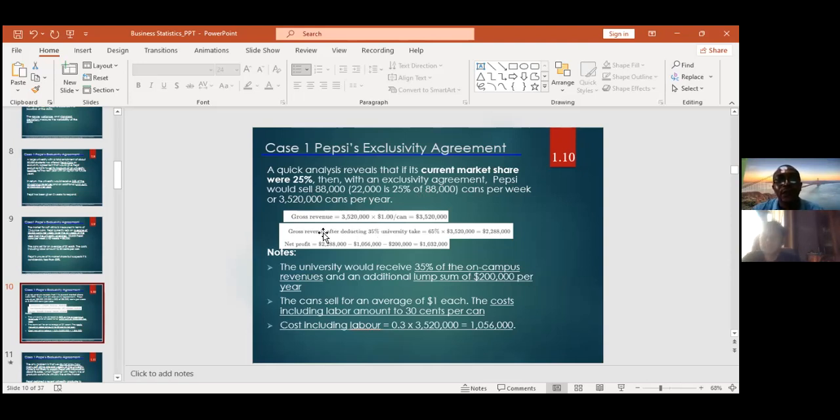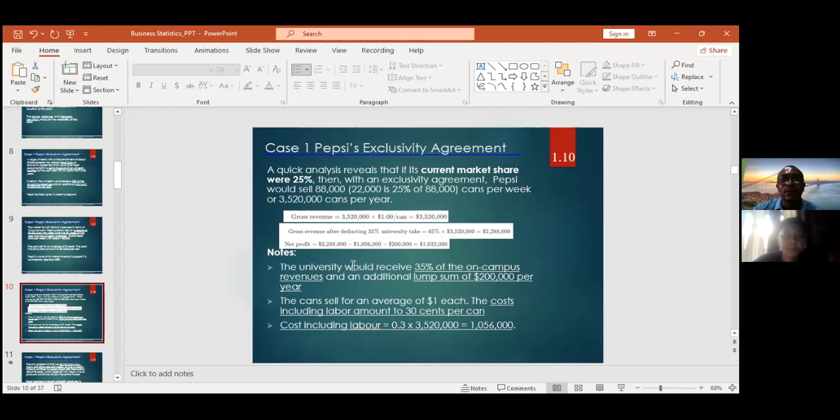of the net profit. So you can see this is the amount of the sales for 1 year: 3,520,000 multiplied by $1 because 1 can is equal to $1. So the gross revenue is 3,520. Now we need to calculate the net profit. To find the net profit, we have to deduct the cost. In the agreement, the university will receive 35% of the on-campus revenue. So 35% of this revenue is 2,288,000.